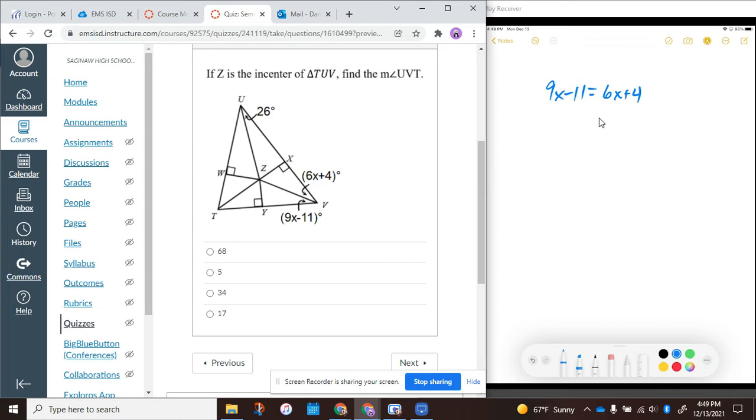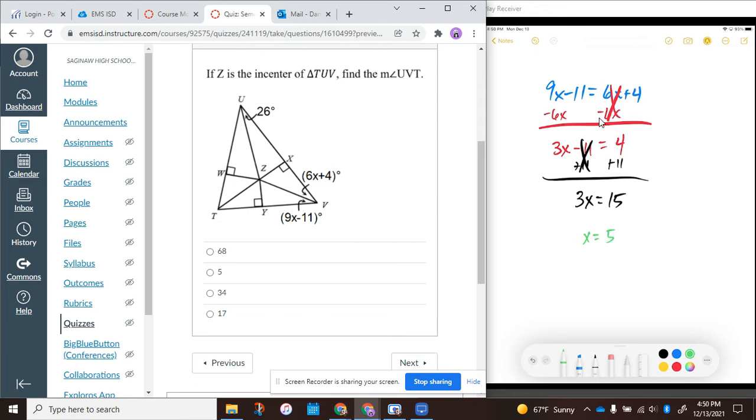So I'm going to go ahead and subtract the 6x first on both sides. We'll get rid of that one. We'll end up with just positive 4 over there, and we end up with 3x after you subtract minus 11. Then we want to move all of our constants over to the other side, so we will add 11 on both sides. That all goes away. We get 3x equals 15, and it's pretty easy to tell from there that x is going to be equal to 5.